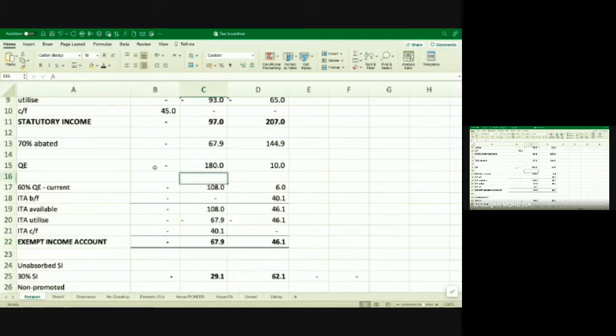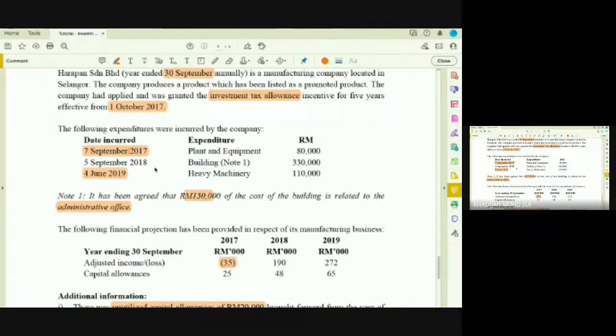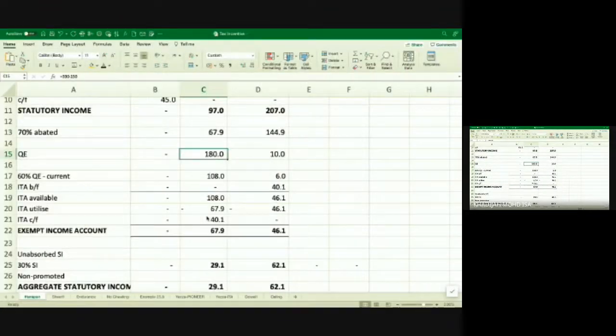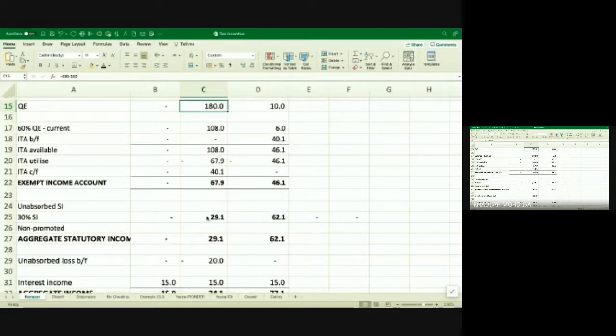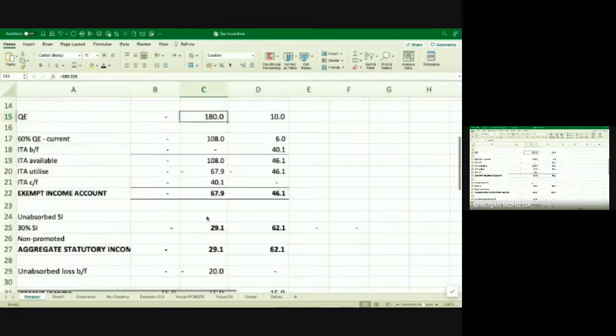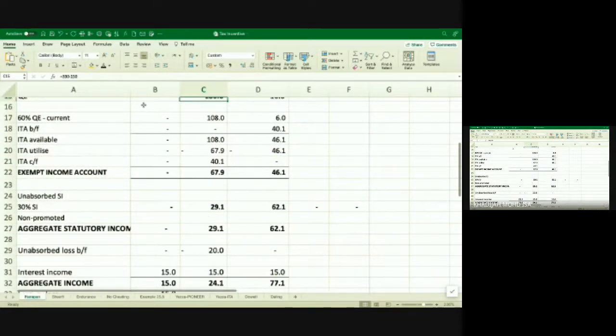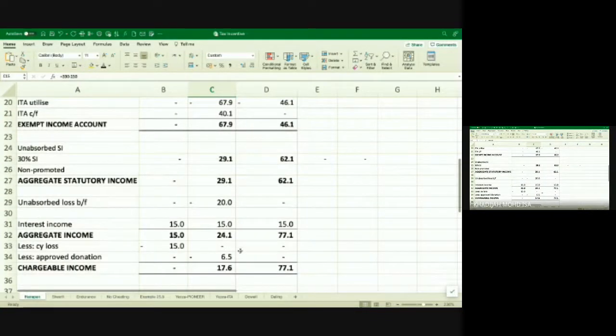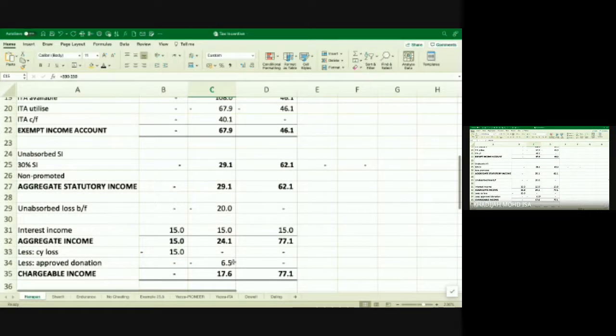So your QE starts in 2018 is actually the building lah. 330 minus 150. Am I right? Anyone dah buat? Sama tak jawapan dengan macam ni? Cepat, 1 minit je lagi ni. Okay. So I assume this should be the answer lah kot.